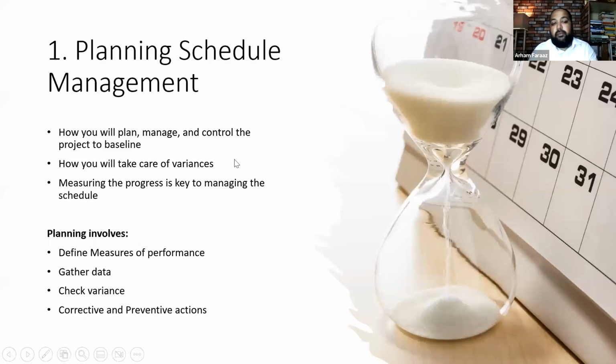Then measuring is the key to managing the schedule. So you've got the schedule performance index, EV by PV, and you'll have to take care of all those things. Now, planning involves what? It defines the measure of performance. You're going to define that. You'll gather data, check variances, and take corrective and preventive action. What will be the corrective and preventive action in case there are issues? These are the things you're going to plan for schedule management.